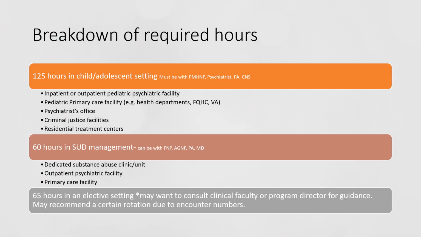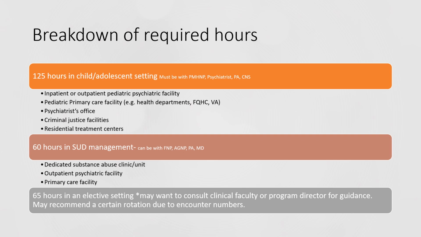And further breakdown of clinical hours, and say you did this in semester two, you do need 125 hours in child and adolescent. Now these are your hours; these aren't the encounters that we just went over. But you need 125 hours with those minimum encounters that I showed you previously. And these are the settings that you can do those in. And 60 hours of substance use disorder.